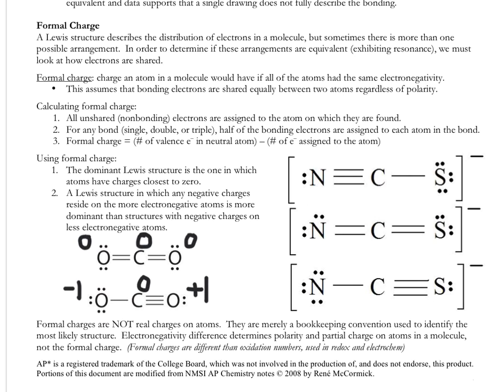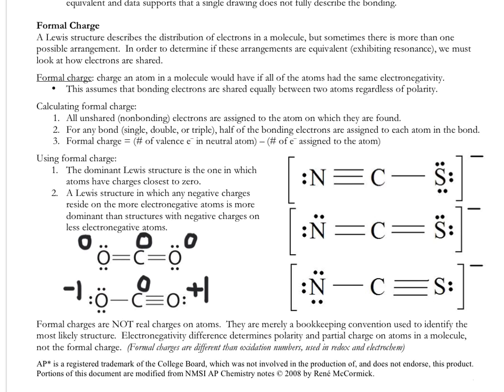So we're going to talk about why we would do this. Then we'll do another example with the SCN ion. So the reason we do formal charge is to figure out, are these two equivalent to one another? Or is this truly two different structures that we would consider resonance? So it says the dominant Lewis structure, or the one that is most common, or to simplify it, the correct or best one, is the one where we have formal charges closest to 0.